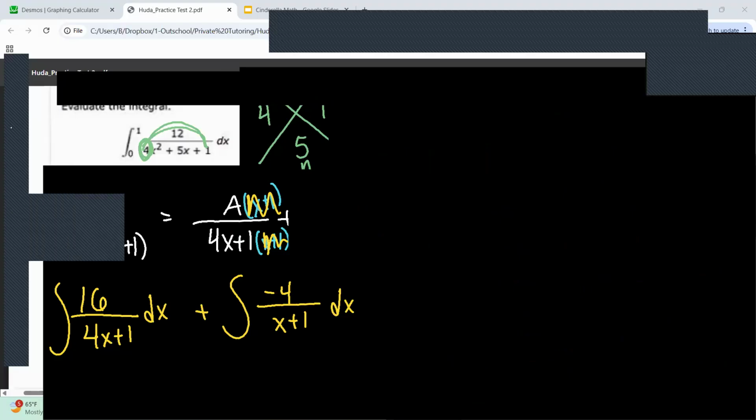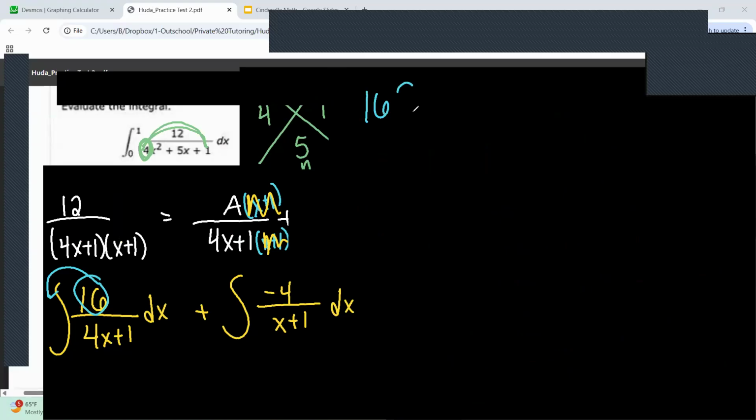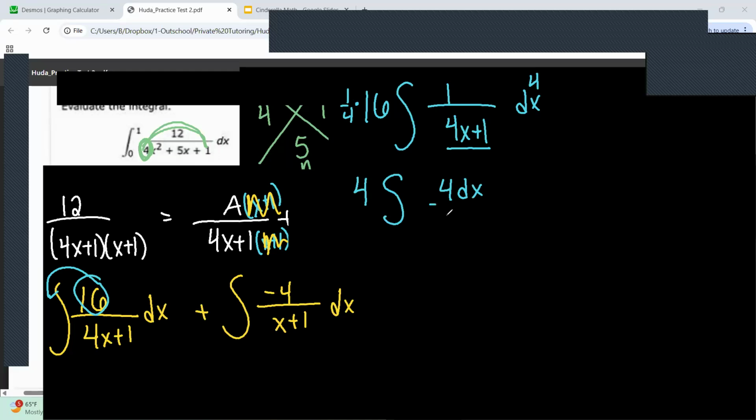Okay, I am going to bring this constant out. So we're going to have 16, 1 over 4x plus 1 dx. I would love the derivative of the bottom. Well, that's just 4. Let's put it. And then we'll have to put a 1/4 to uncheat. 16 times a quarter is 4. And then this is now 4 dx over 4x plus 1.